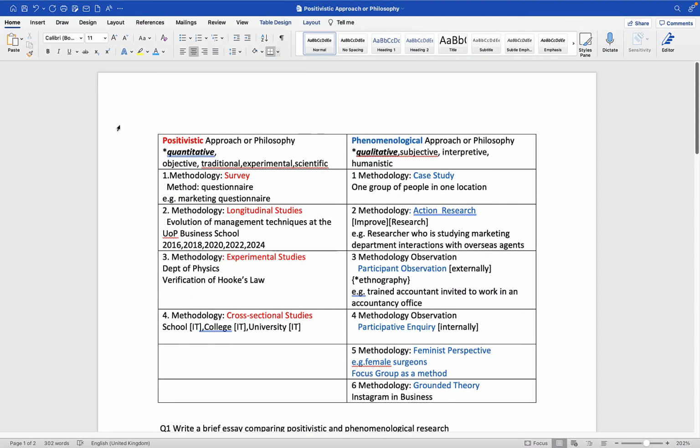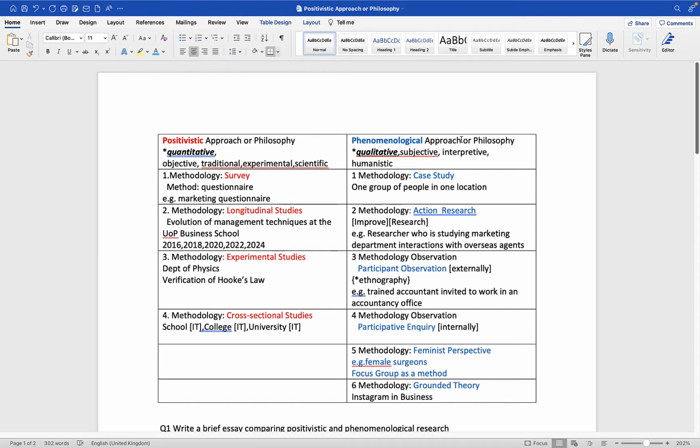Okay, so we've looked at the positivistic approach. Now I'm going to have a look at the phenomenological approach. Now you notice the following. I might have chosen to use the word phenomenological, but I might equally have chosen to use the word qualitative. And in some contexts, I could use the word subjective, interpretive, humanistic. These are all synonymous. A synonym is a word that means exactly the same as another word.